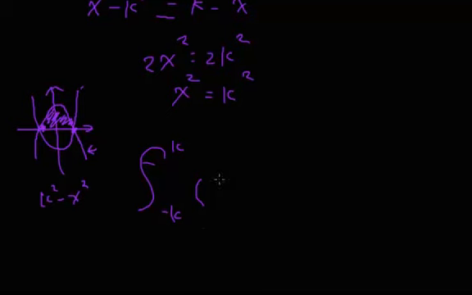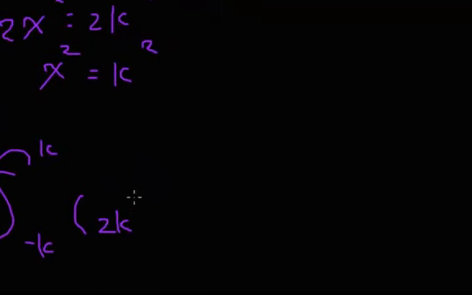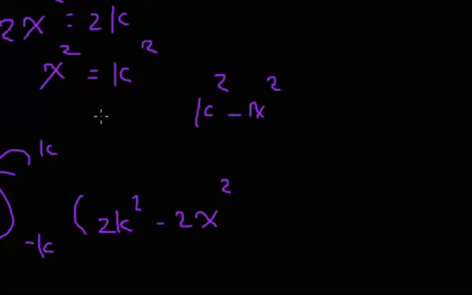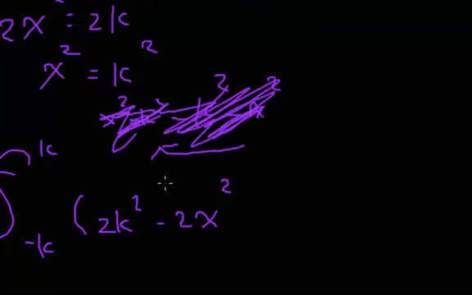Plug this in, we will get 2k squared minus 2x squared, because k squared minus x squared minus this. Sorry, the other way around. Anyway, you see the difference between the two graphs. dx is equal to the value of 72, as the answer said.